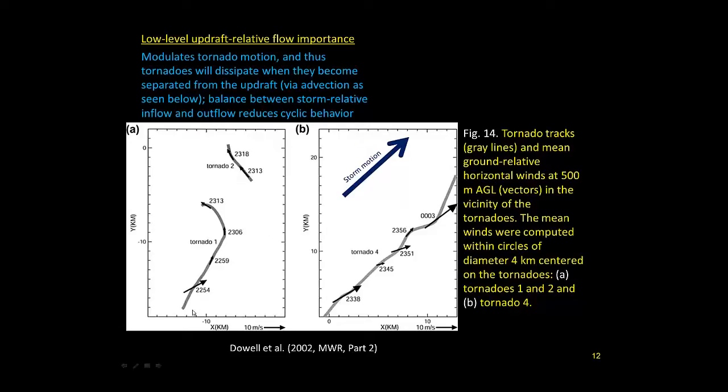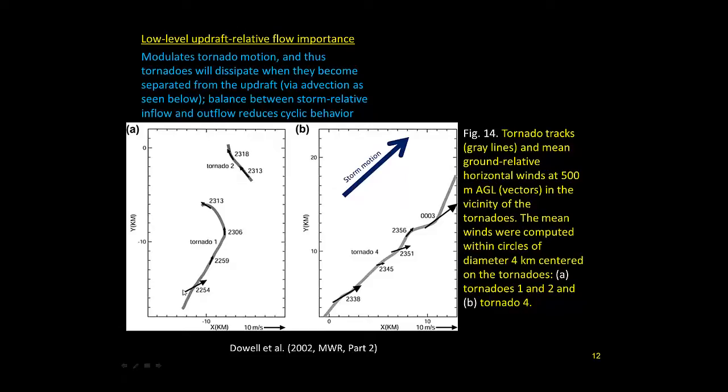In this particular example, if we look on the left, and actually in both figures, these wider gray tracks are tornado tracks. So this first one here is tornado 1, and then we see a gray track here, tornado 2, and over here is tornado 4. And I don't know what happened to tornado 3. They dropped that from the figure. But at any rate, these black arrows represent the mean wind over the lower portion of the atmosphere within about a 3 to 5 kilometer diameter circle centered on that tornado.